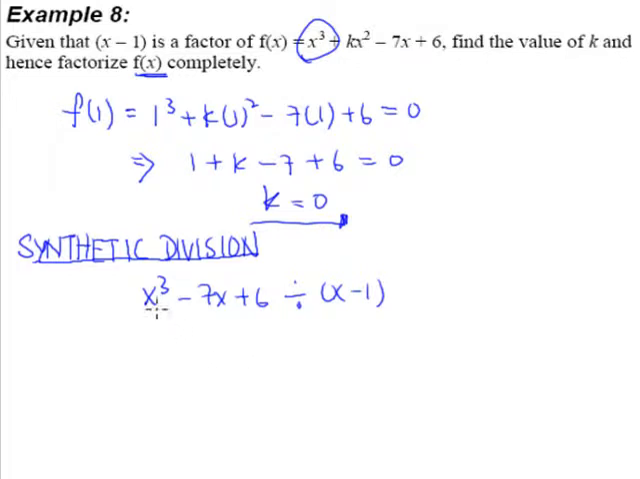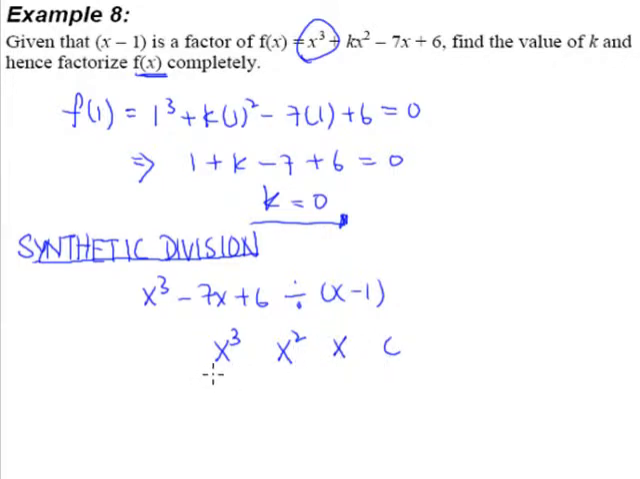The first thing is you always look out for the highest power of the dividend. This is the highest power, which is x cubed. So you put down x cubed, and you go by descending order of the power. So the next one will be x squared, followed by x, and after x will be a constant.